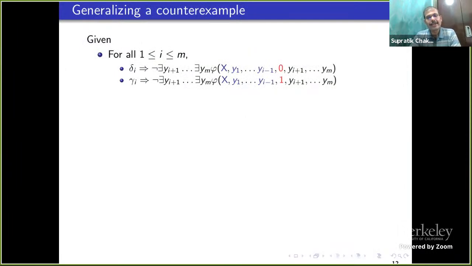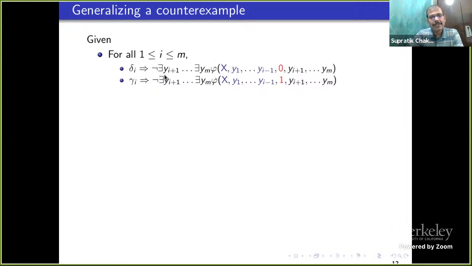We want to find out, from a given counterexample, whether I can find slightly more counterexamples by generalizing it, such that I can then use the generalized counterexample to repair. In order to understand how this generalized counterexample is obtained, we're going to use these two quantities, delta i and gamma i, which are under approximations of these existentially quantified formulas we were looking at, with 0 and 1 substituted for the ith value of the variable.